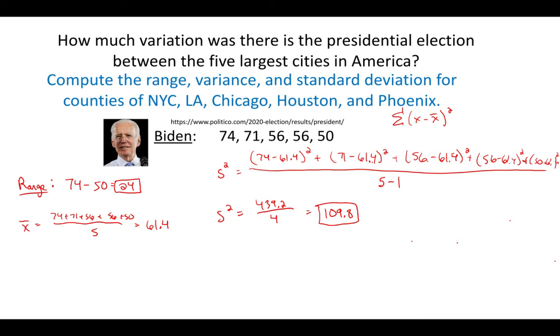Now all we have to do to find the standard deviation, S, is just take the square root. So S is just the square root of 109.8. And that is 10.48. So those are my 3 answers there. This was the variance, and this is standard deviation.